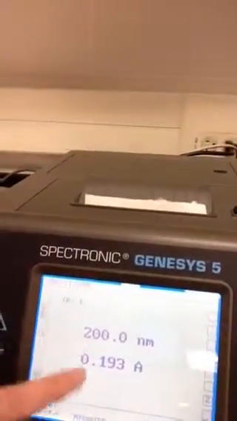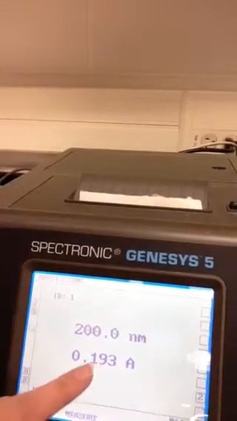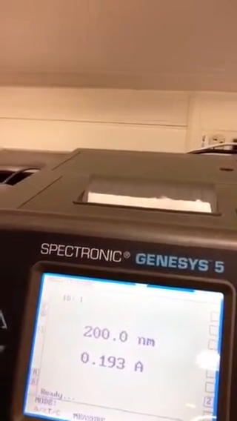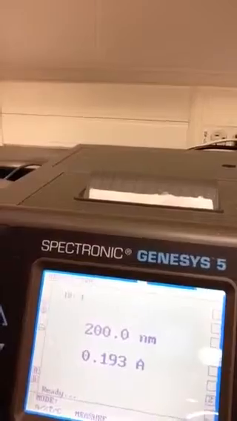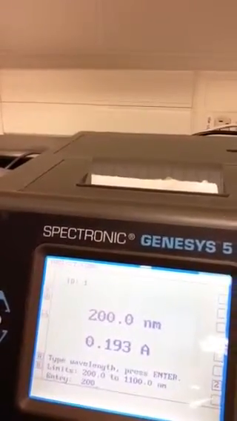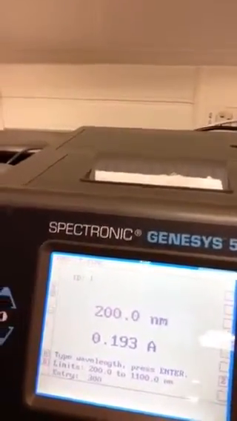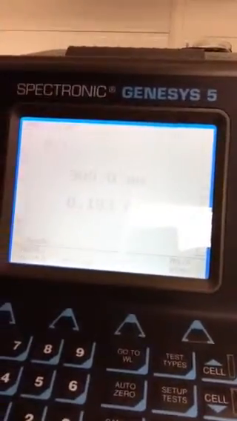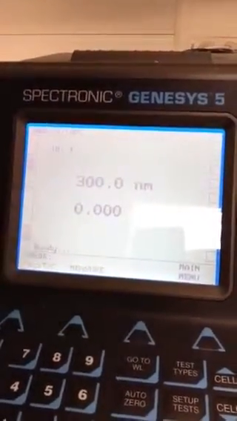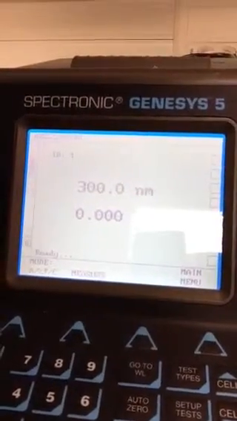Then, so you can see our quartz cuvette at 200 nanometers absorbs at 0.193 absorbance units. And we can change that wavelength. So let's change it to 300 nanometers. And there it is at 300 nanometers. And you can see at 300 nanometers it doesn't absorb anything.